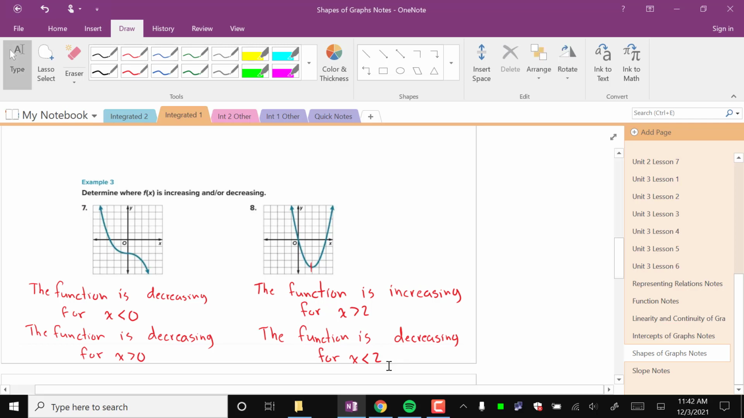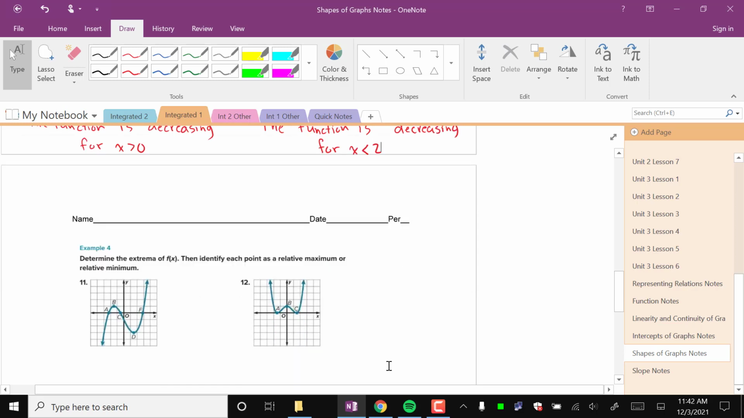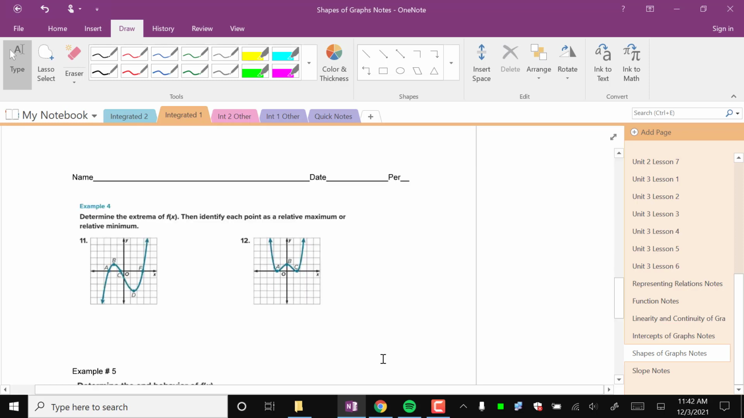So let's keep going on with this idea of increasing and decreasing and looking at shifting. The next thing that we're going to look at is extremas, and then we're going to identify relative maxes and relative mins. So extremas are shifts that are happening in the graphs. So where are we topping out or bottoming out in our graph? So for example, for number 11, we have some extremas. These are happening at point B and point D. So these are where we got something happening to the graph. So either it's going to be maxing out or it's going to be bottoming out.